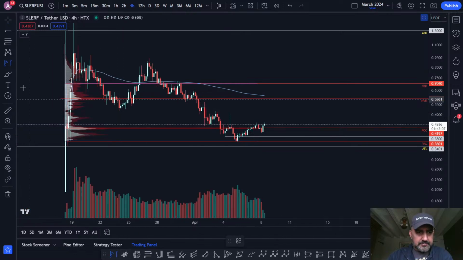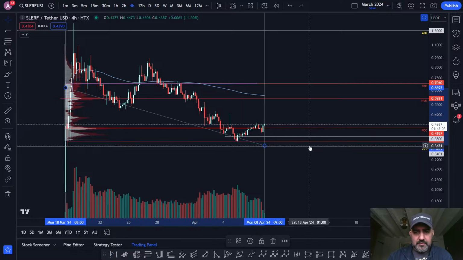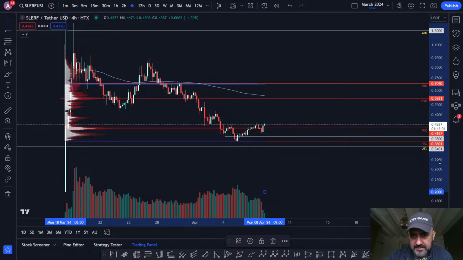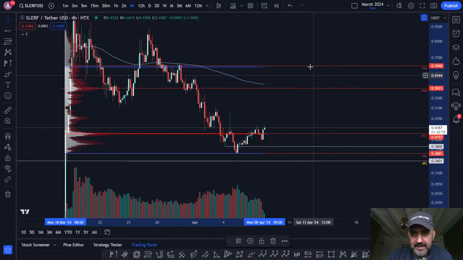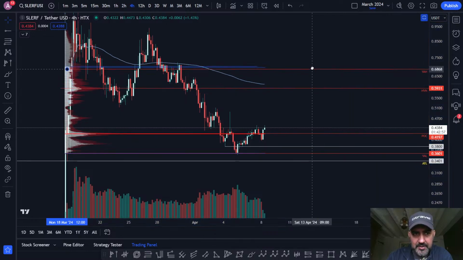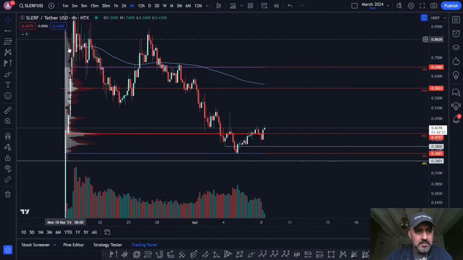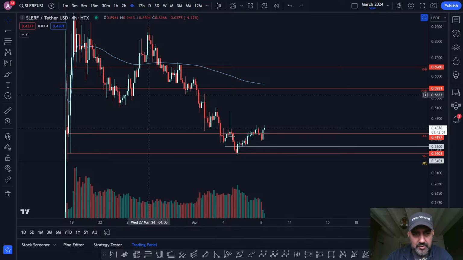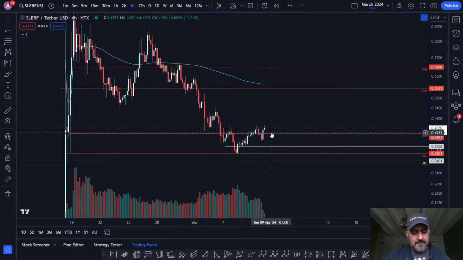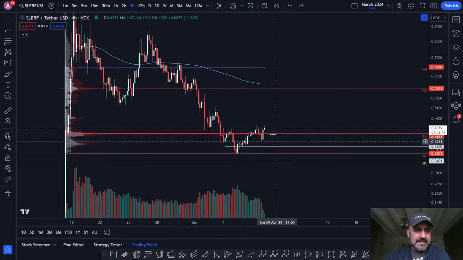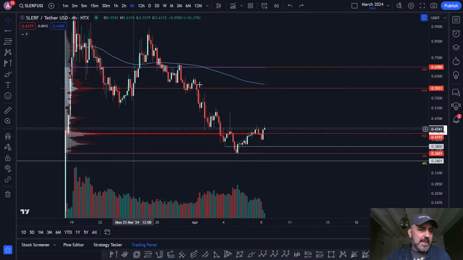I'm going to update the volume profile on HTX. I can see the value area high is slightly lower, not by much. Okay, and the point of control, as you can see, is now in the low of this volume range.